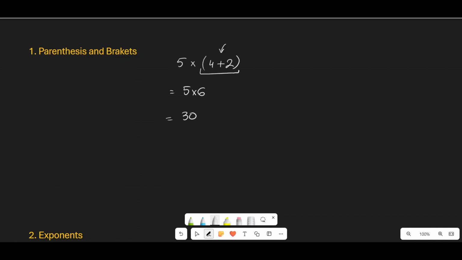Let's take another example, 6 minus 3 multiplied by 2. Now 6 minus 3, which is 3, we'll multiply with 2, and that would equal 6. Let's take one more example from it. 9 minus 2 multiplied by 4 minus 3. Now in this example, both are in parentheses. We can solve them both together. 9 minus 2, which is 7, and 4 minus 3, which is 1, and that would equal 7.